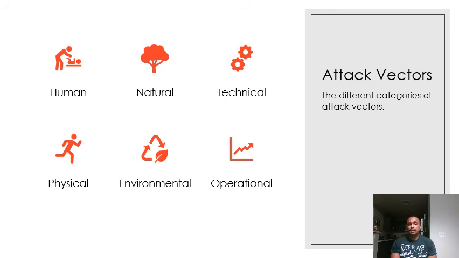Next, I'll be going over attack vectors, and these are different ways that the telecommunication system can be attacked. The first is human, so this can be any sort of cyber criminals or insider attacks. Next is natural, which involves natural disasters such as tornadoes and hurricanes. Technical, which could be any sort of mechanical failure, such as a server going down. Physical, which is a breakdown of physical security. Environmental, which could be chemical or biological or a virus. And lastly, operational, which would be anything that disrupts the operations of the telecommunications sector.